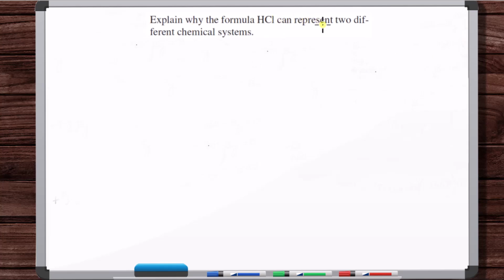Explain why the formula HCl can represent two different chemical systems. Yeah, because just HCl, as it is in a vat or whatever, that's called hydrogen chloride. That's the name of it as a molecule. HCl is hydrogen chloride, the molecule. But if it's used as an acid, so if it's dissolved in water, it gives off protons. It's an acid, and in that context, it goes by its name as an acid.